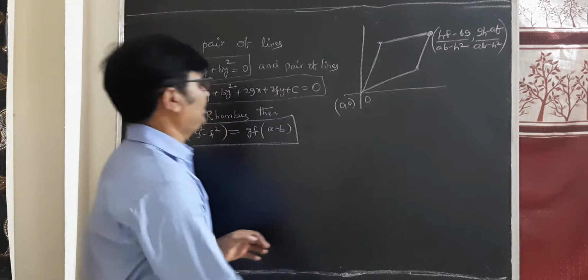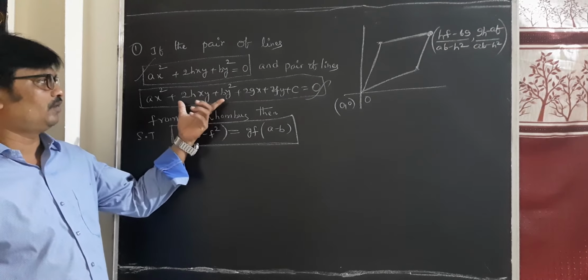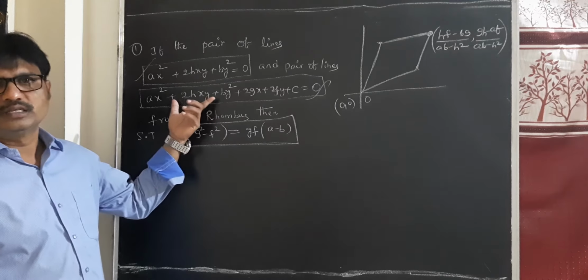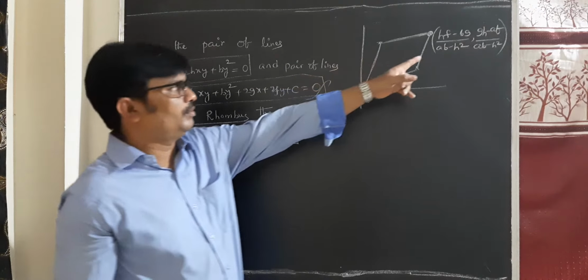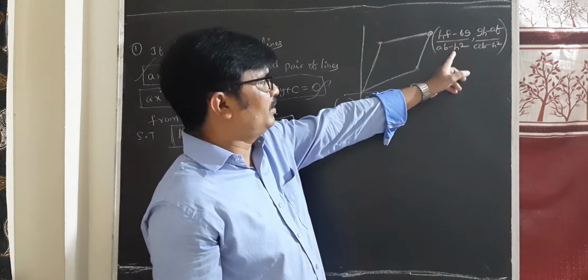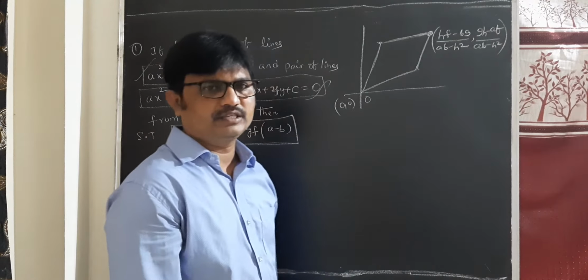This is the point of intersection of the pair of lines represented by the second degree non-homogeneous equation, that is (hf − bg)/(ab − h²), (gh − af)/(ab − h²).